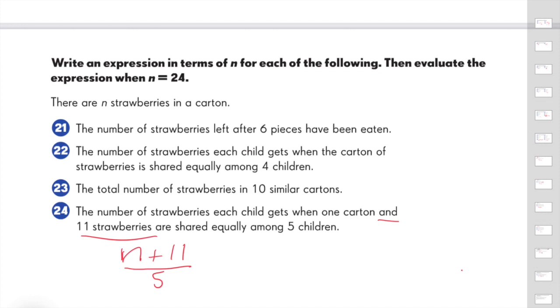And now let's substitute 24 for n and solve or evaluate this expression. So 24 plus 11 is 35, and 35 divided by 5 is 7. So each child would get 7 strawberries, dividing a carton, which would have 24 in it, plus 11 extra. Each child would get 7 strawberries.